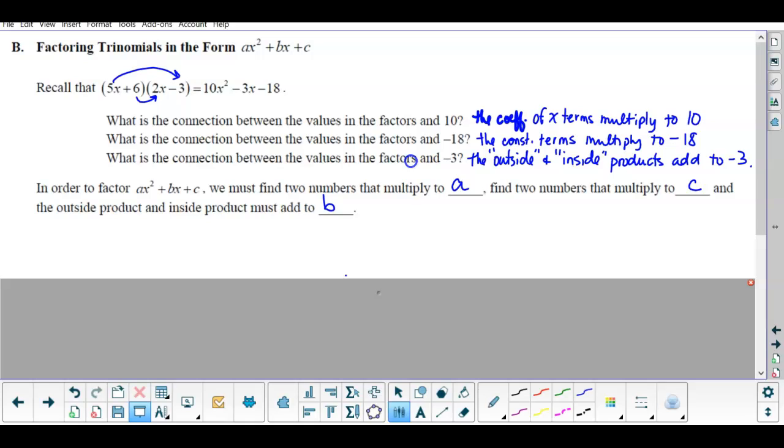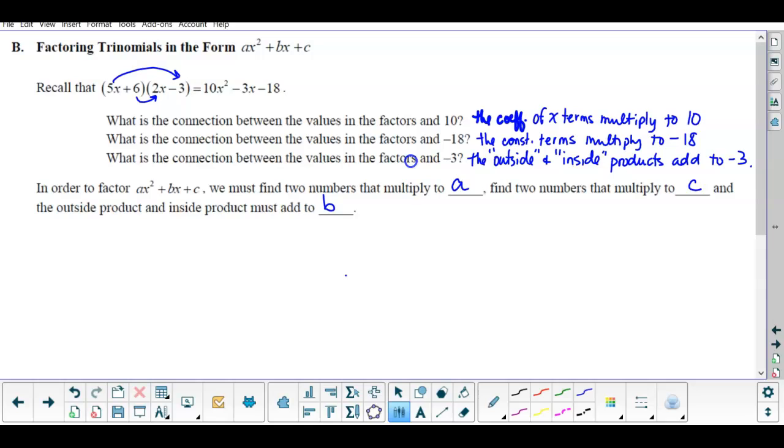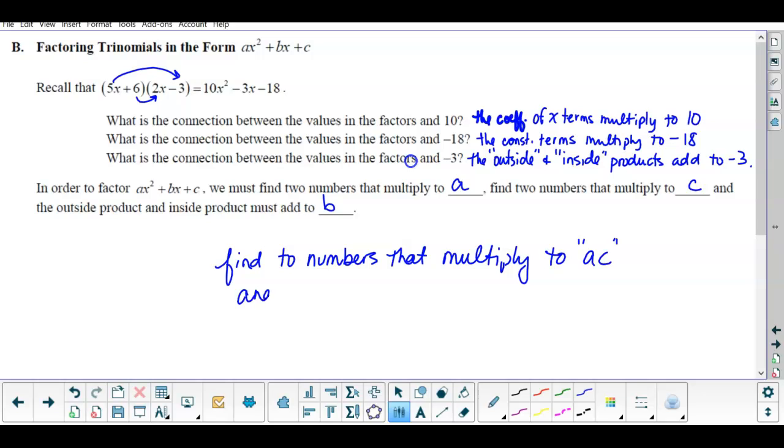So I simplify that a little bit by saying, I find two numbers that multiply to AC and add to B. So that combines that a little bit. Okay.